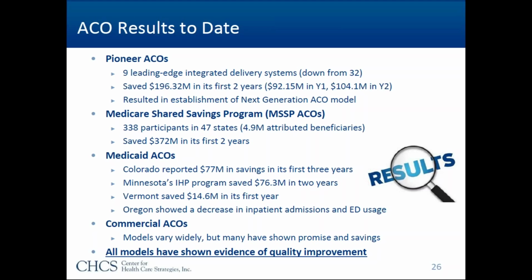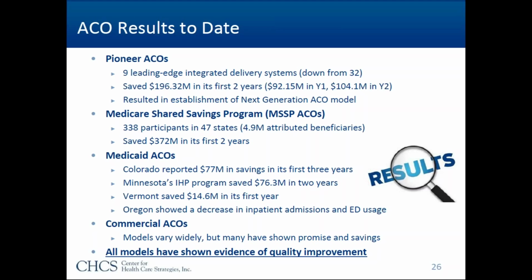Medicare Shared Savings Program is the most widespread Medicare model. There are 338 ACOs participating across 47 states, and that's 4.9 million attributed beneficiaries. In its first 2 years, as reported by CMS, there was a savings of $372 million. As far as Medicaid ACOs are concerned, Colorado reported $77 million in its first 4 years. It says 3 years on the slide, but we need to update that. Minnesota saved $76.3 million, as I discussed before. Your state of Vermont saved $14.6 million in its first year, which is pretty good. And Oregon showed a decrease in inpatient admissions and ED usage, and their CCOs were able to stay within that 2% growth rate that was mandated.